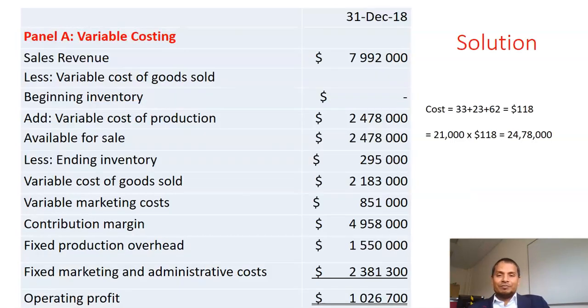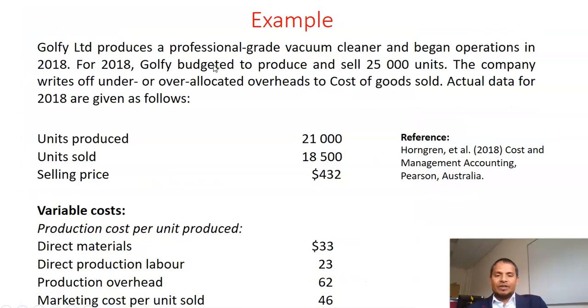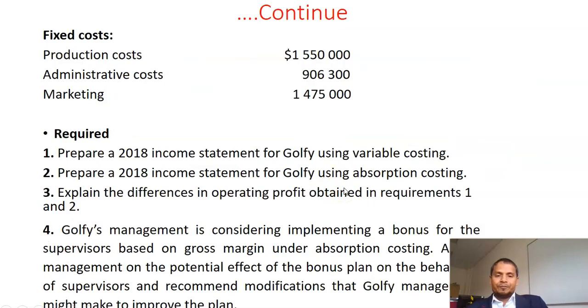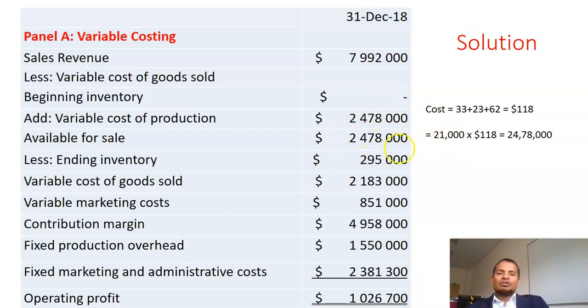So let's see the income statement based on variable costing, first part. As we know, income statement: sales revenue, number of units sold multiplied by sales price, is very simple. Number of units sold is given in the question. Units sold 18,500, sales price 432. Okay, so it's 79,092,000 is the revenue, and now less variable cost of goods sold.